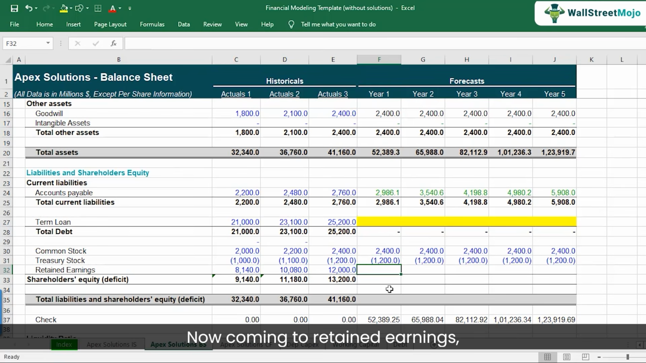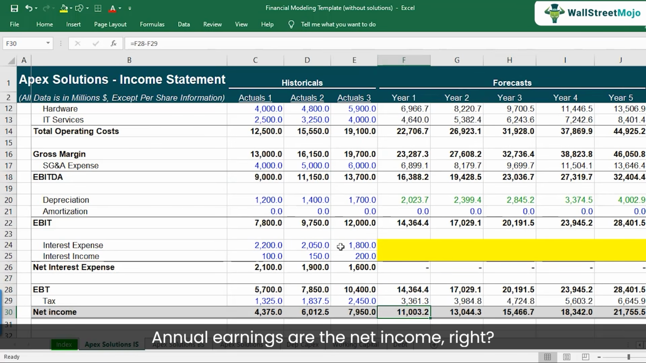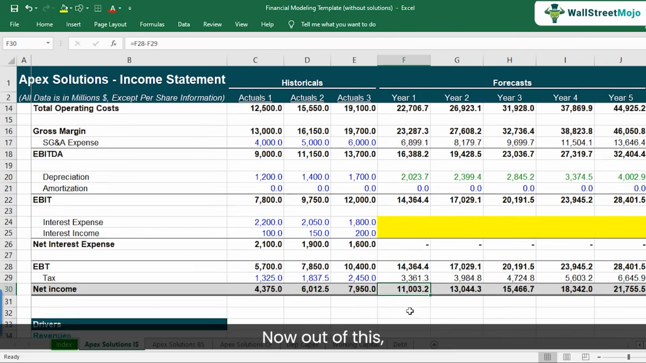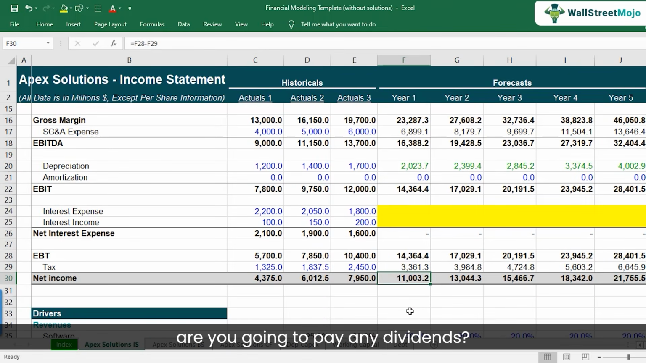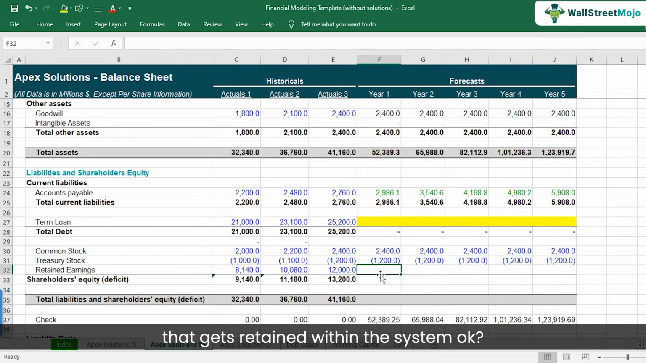Now coming to retained earnings, how is it affected? Retained earnings means the amount of earnings that you're going to retain in the company for future investments. Now, what is your annual earnings? Annual earnings are the net income, right? So this is 11003.2. Now, out of this, are you going to pay any dividends? If the company is not paying any dividend, this is the overall amount that gets retained within the system.